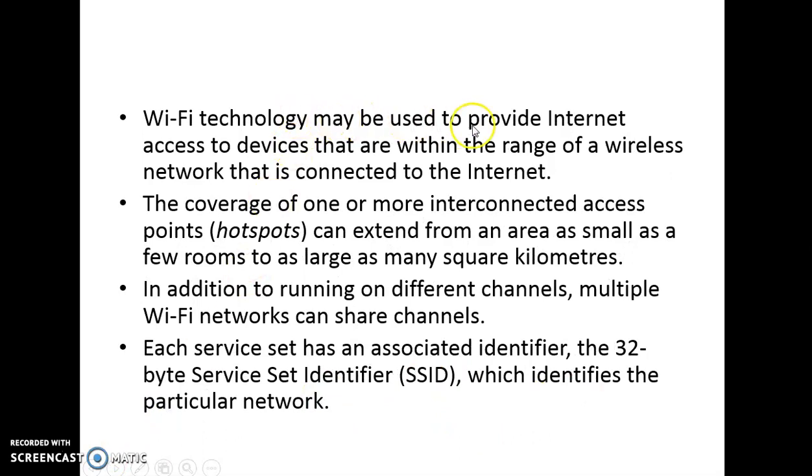Wi-Fi technology may be used to provide internet access to devices that are within the range of a wireless network that is connected to the internet. These days we all use Wi-Fi, so we know that it can be used to provide internet by making a hotspot, and the device that creates this network is called an access point. The coverage of one or more internet connected access points can extend from an area as small as a few rooms to as large as many square kilometers.